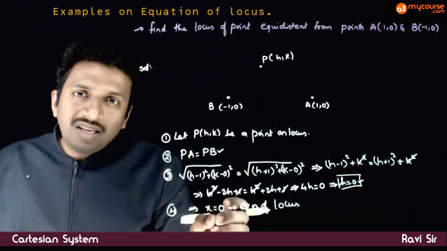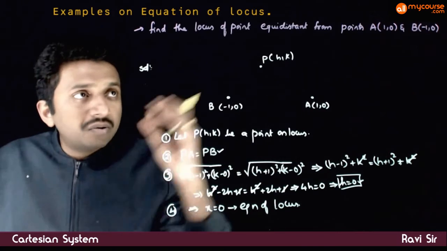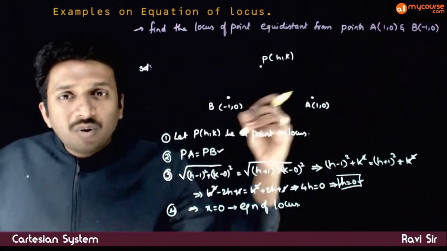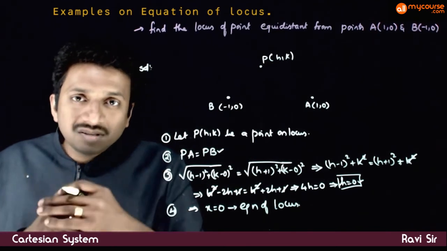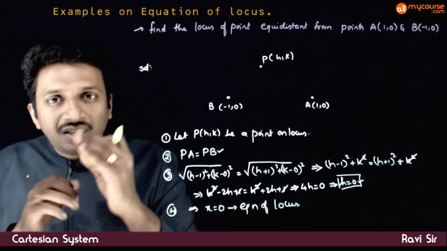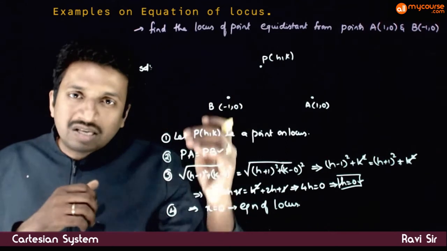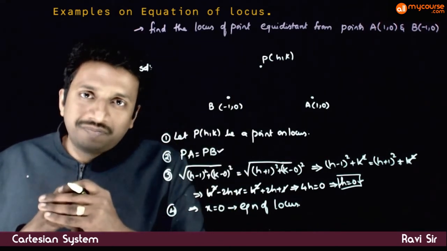So this will be the equation of locus this time. You can see that the question has become more specific. You are not just asked to find the nature of locus. You are asked to find the exact equation of locus. So this is how we do the question.